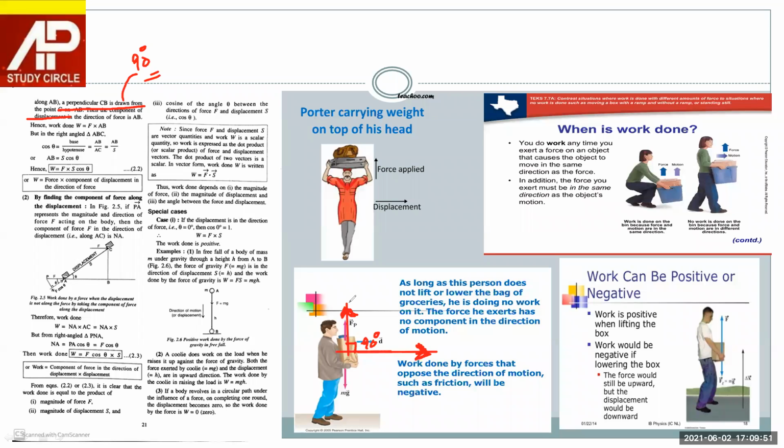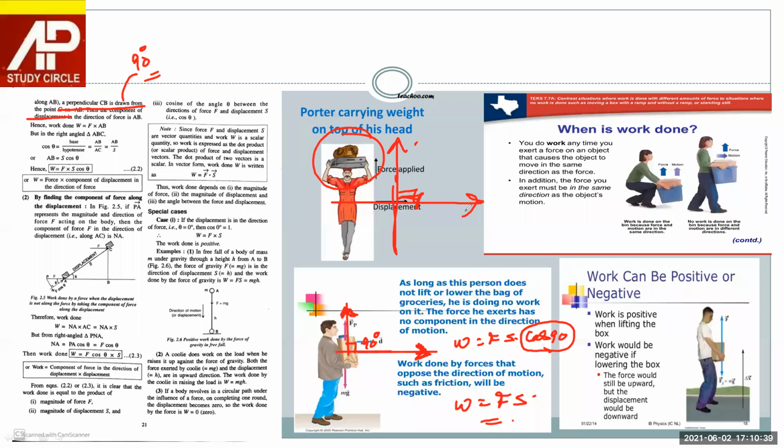So if I calculate the work done here, W equals F into S into cos 90. Cos 90 gives us 0, so the work done is zero. The interesting point is that if a coolie is moving like this, carrying a load on his head, he is applying the force in the upward direction while he's moving like this. So the force applied is always perpendicular to the direction of displacement. And so, in the eyes of physics, he's not doing any work.